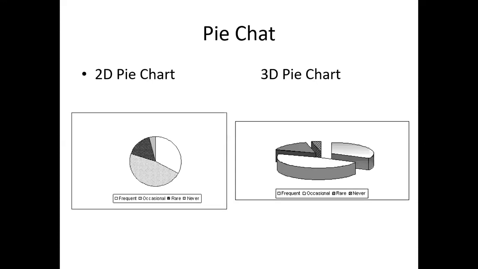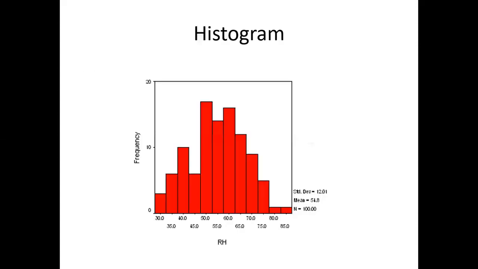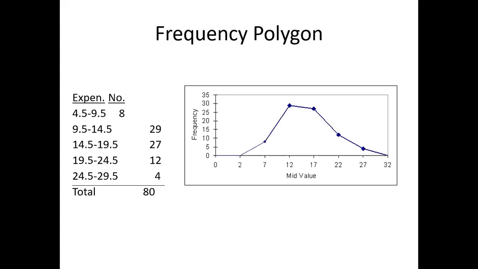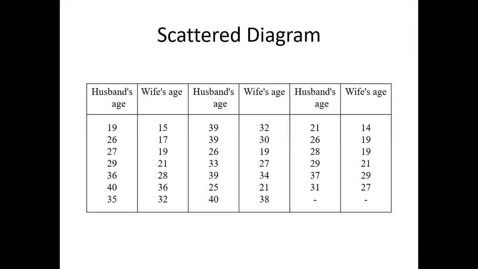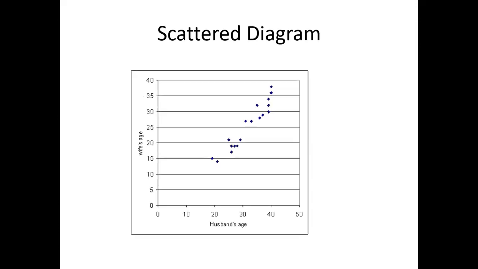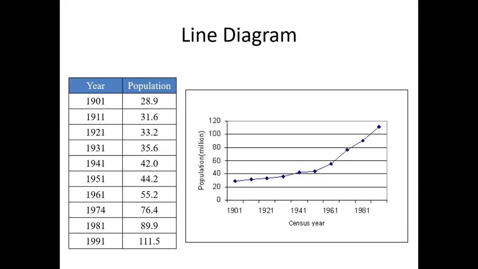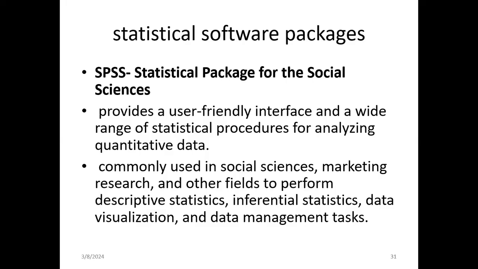Then there is the pie chart. You can have the 2D or the 3D pie chart. And then the histogram does not have any spaces in them. And then we have the frequency polygon. Okay, we know what a polygon is. And then we have a scattered diagram. Just plot it this way, and we're able to see this line diagram. So the difference is that this is in a linear form.